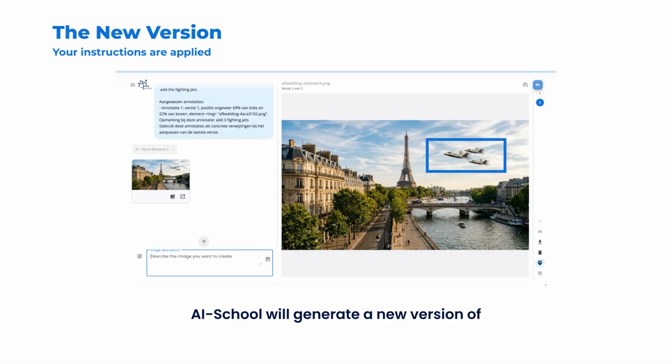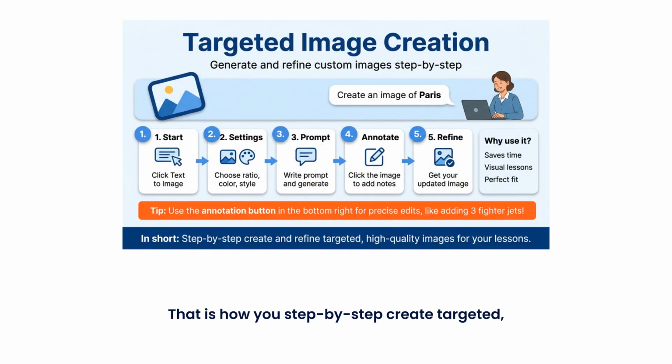AI School will generate a new version of the image incorporating your annotations perfectly. That is how you step-by-step create targeted, custom images for your lessons in AI School.